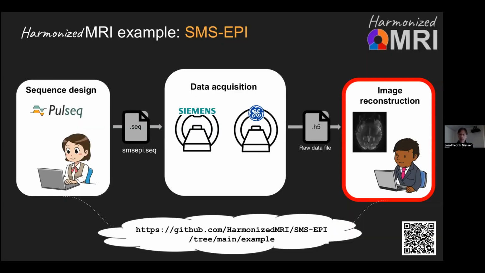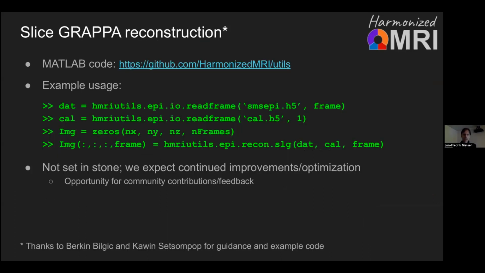Okay, so that brings us to the image reconstruction step. We provide two ways right now of reconstructing the SMS EPI data. The one that we're probably using most at the moment is a slice GRAPPA reconstruction. I want to thank Birkin and Kawin for a lot of help and example code.